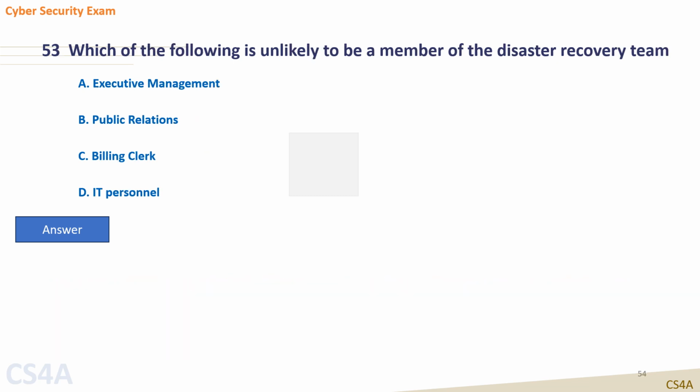So here the question is, which of the following is unlikely to be a member of a disaster recovery team? Executive management might be one of the members. Public relations, yes. Billing clerk, doubtful. What would they do with disaster recovery? And IT professional, definitely. So the answer C is inappropriate, so C is the correct answer.